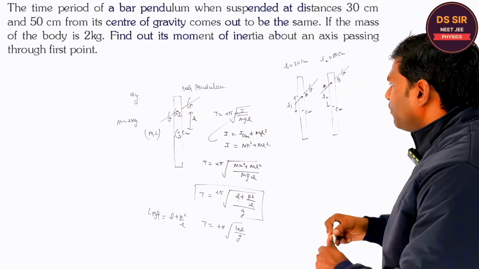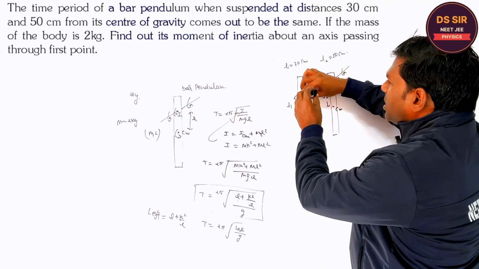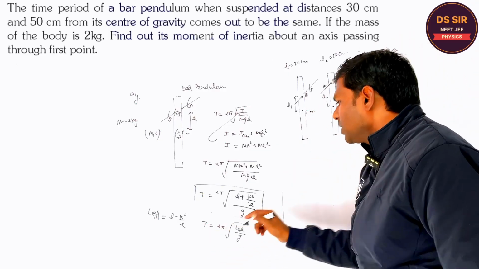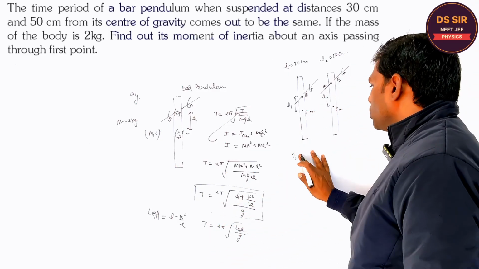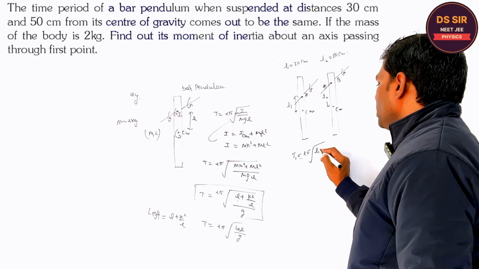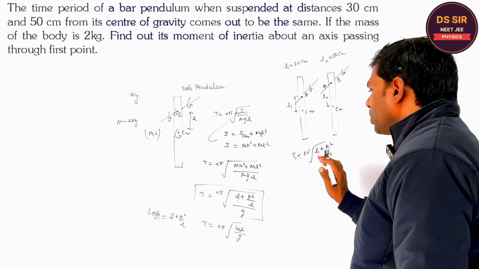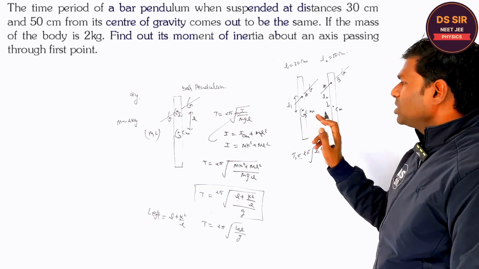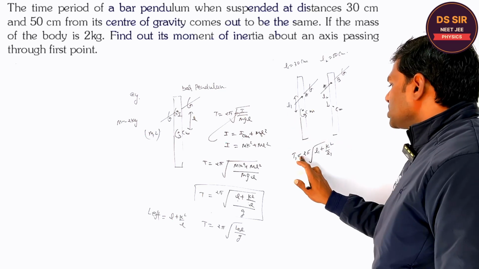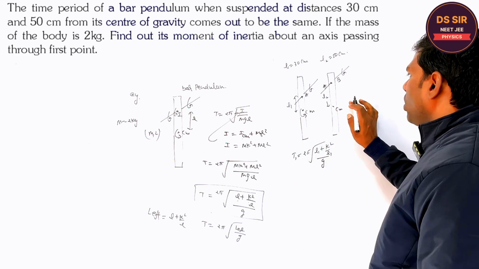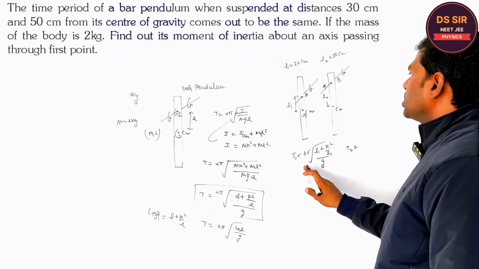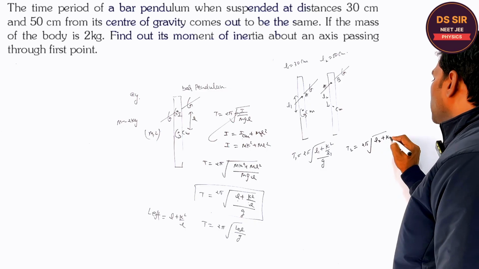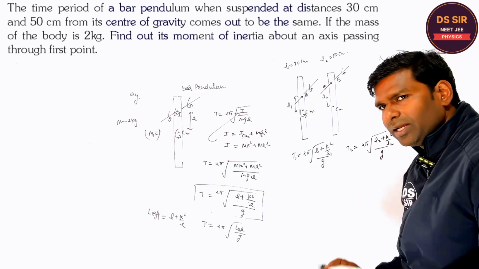Are you getting? So when this pendulum is oscillating about this axis of rotation, what will be the time period? The time period will be equal to 2 pi root L1 plus K square upon L1, upon g. What is K? K is the radius of gyration about an axis passing through the center of mass. Now in this case, if you change the length, the time period is 2 pi root L2 plus K square upon L2, upon g. Is it clear or not?